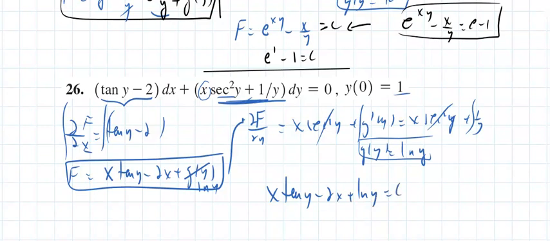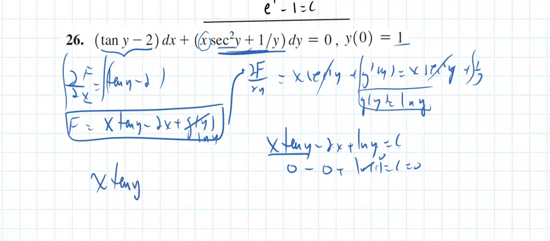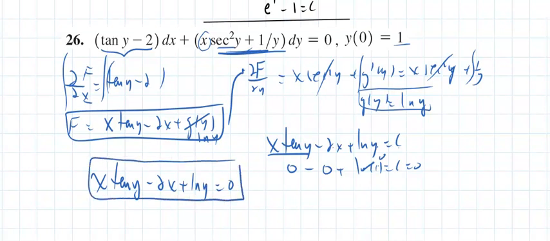Now, when x equals 0, that's a 0, that's a 0, that's a 1, but natural log of 1 is a 0, so c is 0. So I could say x tan of y minus 2x plus natural log of y equals 0 is the specific solution for this problem. And that's pretty much it for this section.